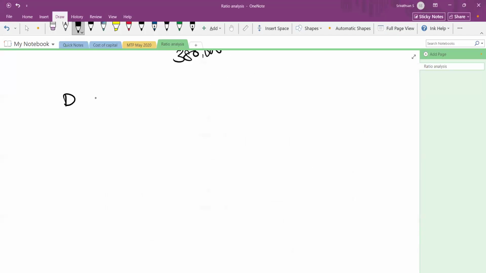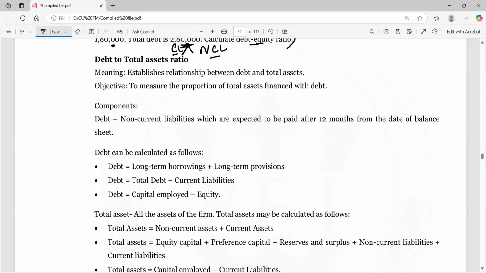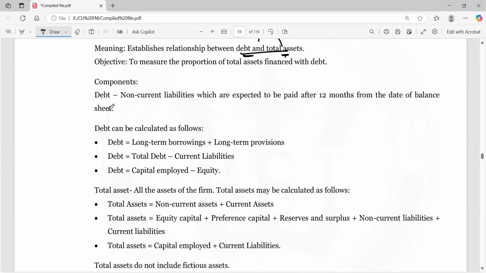Debt to total asset, the formula is debt divided by total asset. So this ratio tells us how much portion of the total asset is financed using debt, right? The remaining portion is financed using either preference share capital or equity share capital. So the debt to total asset ratio establishes a relationship between debt and total asset. It tells us how many rupees of the total asset is financed using long-term debt of the company, right?